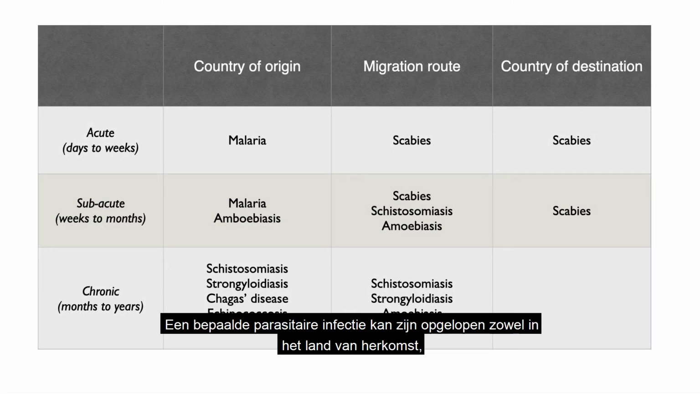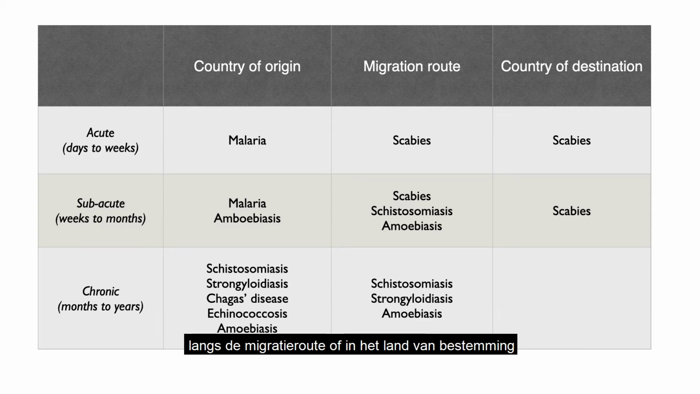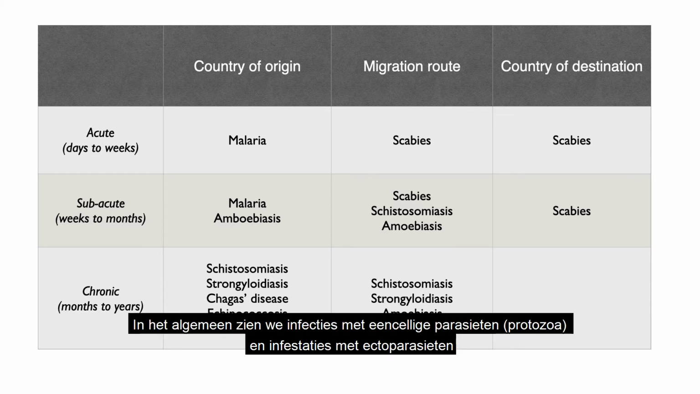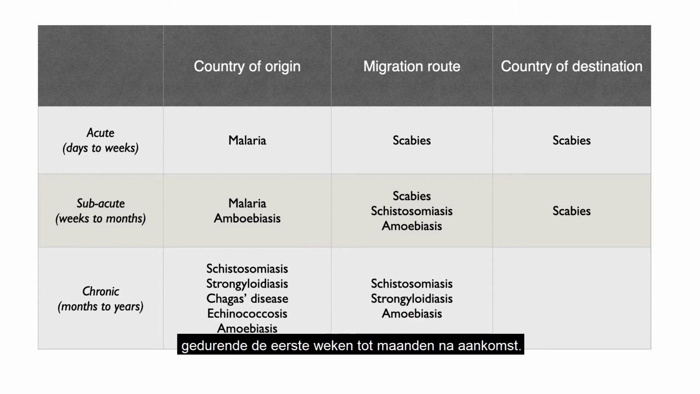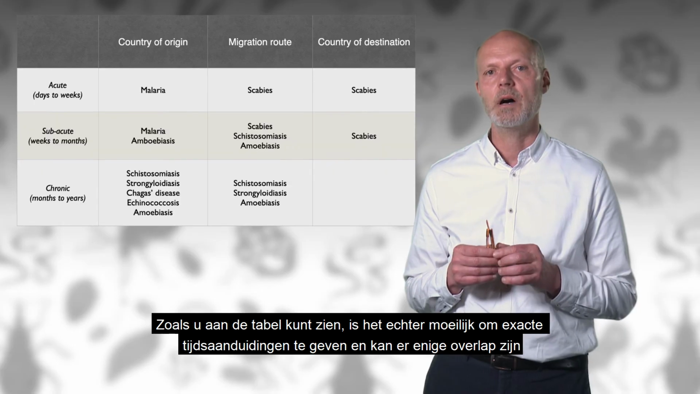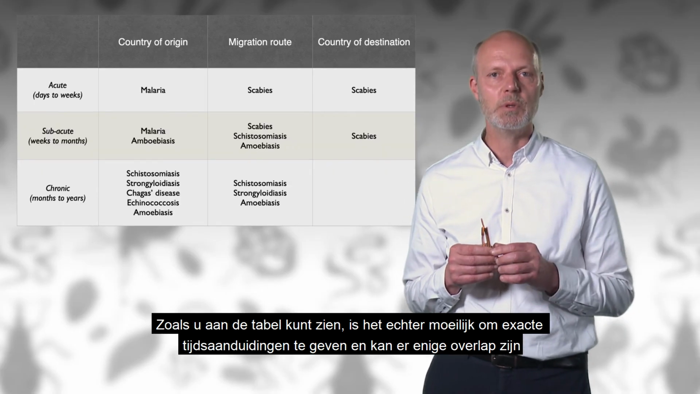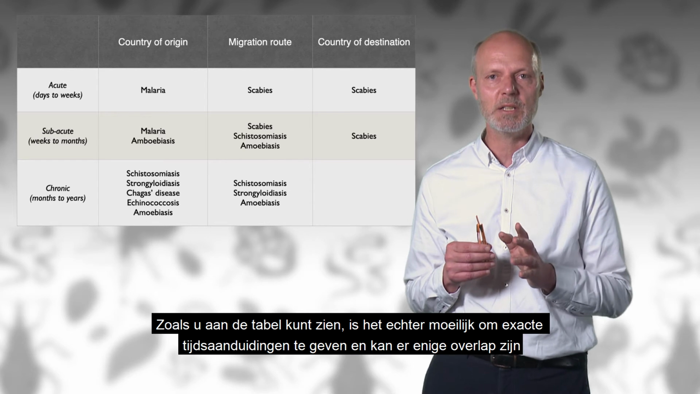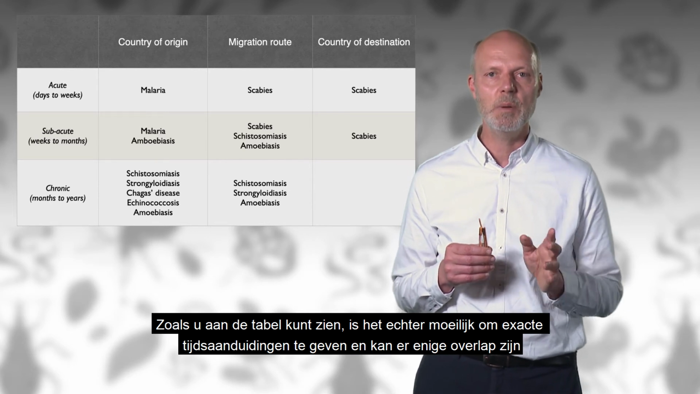Parasitic infections may have been acquired in the country of origin, along the migration route, or at the country of destination. In general, protozoal infections and ectoparasites present in the first weeks or months after arrival, whereas more chronic helminth and some protozoan infections may present months or years later. However, as you can see from the table, it's difficult to provide exact time indications and there may be some overlap.